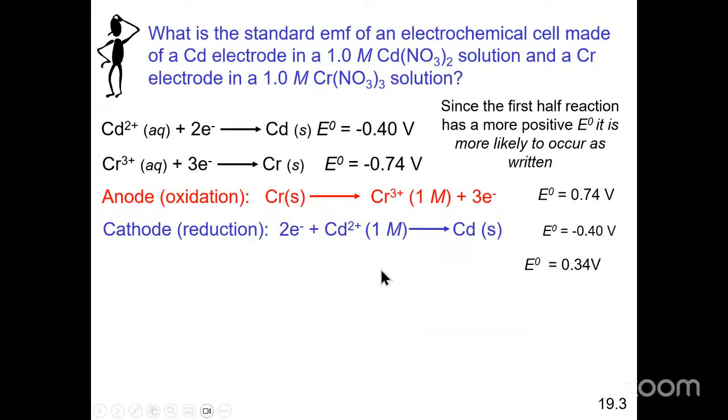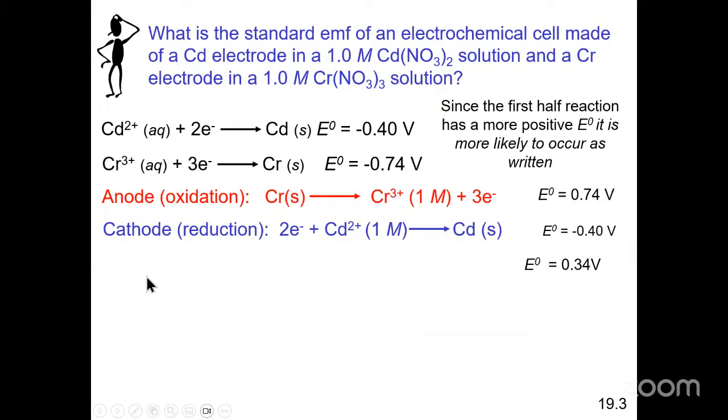And of course, because this one is reversed, the standard EMF value for that particular half cell would be plus 0.74, because previously it was minus 0.74. This one does not change, so this does not change, right?